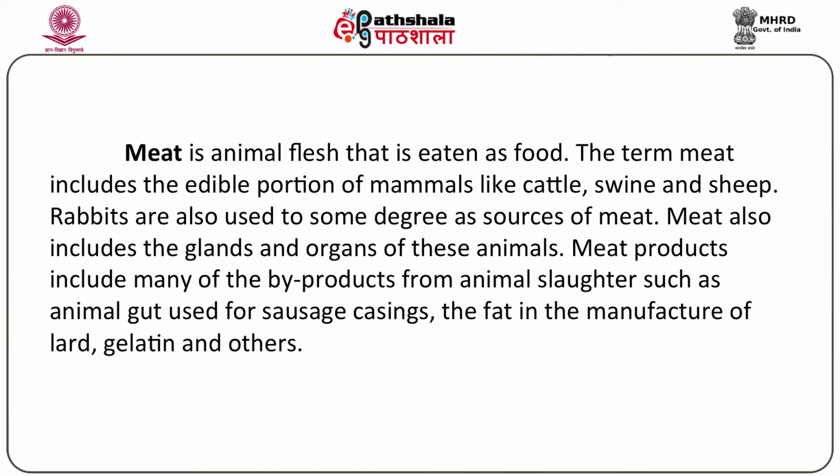So how do we define meat? Meat is animal flesh that is eaten as food. The term meat includes the edible portion of mammals like cattle, swine and sheep. Sometimes rabbits are also used as sources of meat. When I say meat, it also includes the glands and organs of these animals. Meat products include many of the byproducts that are obtained from animal slaughterhouses, such as animal gut, which are used in sausage casings, the fat in the manufacture of lard, gelatin and others.